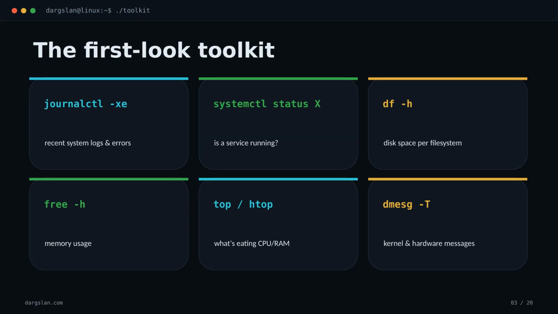Start with journalctl for recent system logs and errors, then systemctl status to check if a specific service is actually running, and df -h for a quick read on disk space per file system. On the resource side, free -h shows memory at a glance, top or htop reveals what's eating CPU and RAM, and dmesg surfaces kernel and hardware messages with readable timestamps. 6 commands, that's your observation layer.